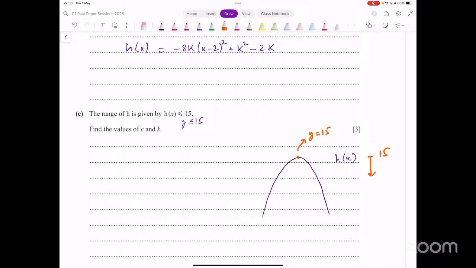What's the y coordinate that we are getting? This is the function h of x. h of x is minus 8k into x minus 2 whole squared plus k squared minus 2k.